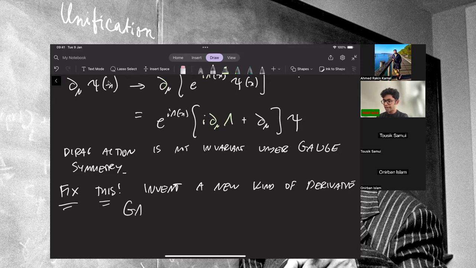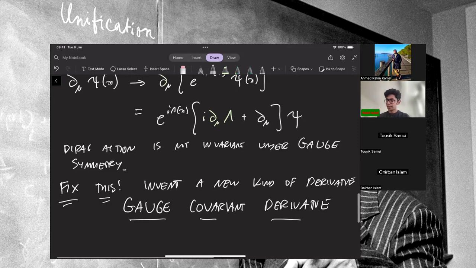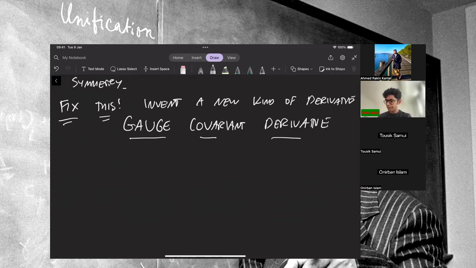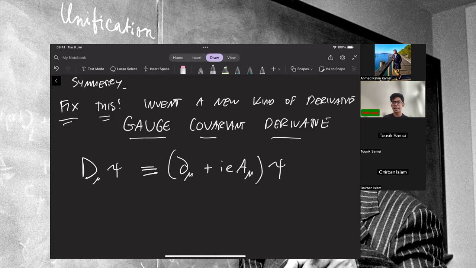Called the gauge covariant derivative. Okay. Left an i in here. And now what is this? This is a new thing, which I'm defining for you now. It's a capital D acting on psi. And it's defined to be the normal derivative plus an extra bit here, i e A_mu psi, where this A_mu is in principle a new field called the gauge field.